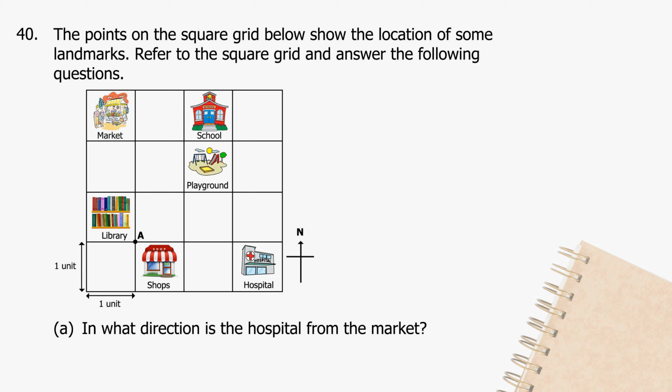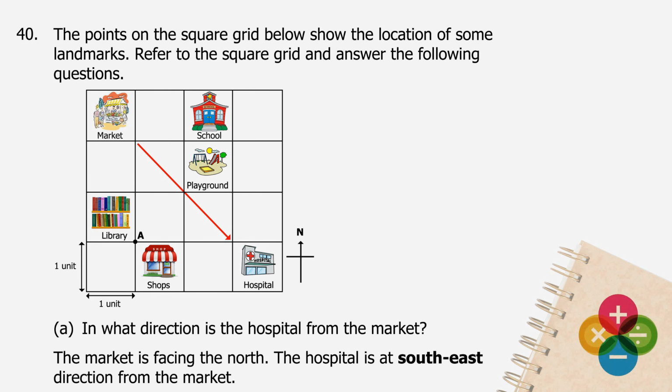Question 40. The points on the square grid below show the location of some landmarks. Refer to the square grid and answer the following questions. A. In what direction is the hospital from the market? The market is facing the north. The hospital is at southeast direction from the market.